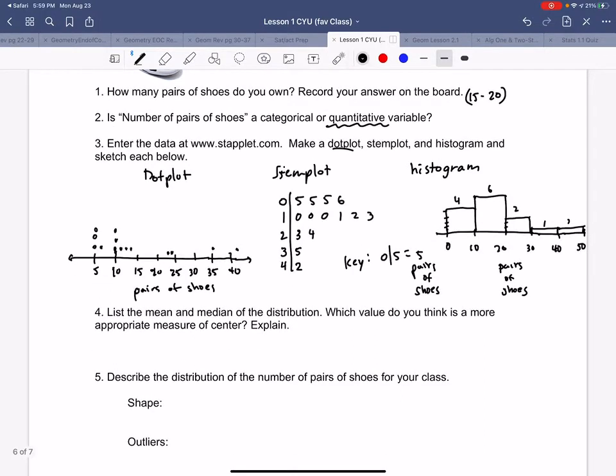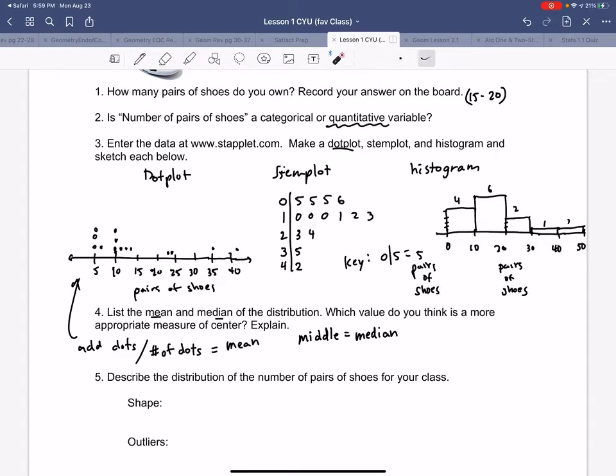List the mean and the median. So again, that would be based on the amounts that you calculated. You add up all the dots and divide by the number of dots, and that's how you're going to get your mean. And your median is your middle. So you've got to find your middle.